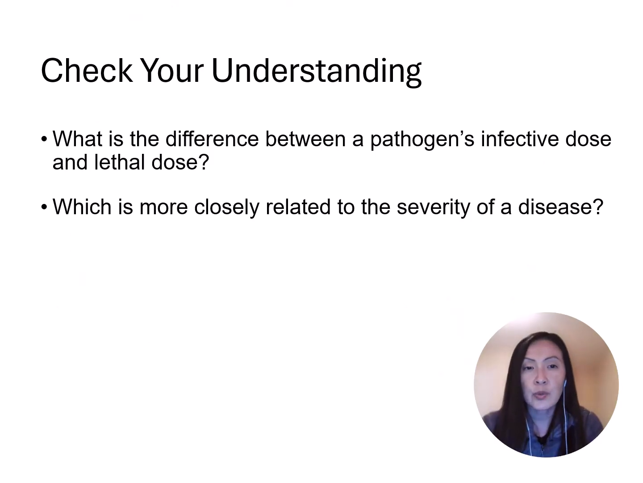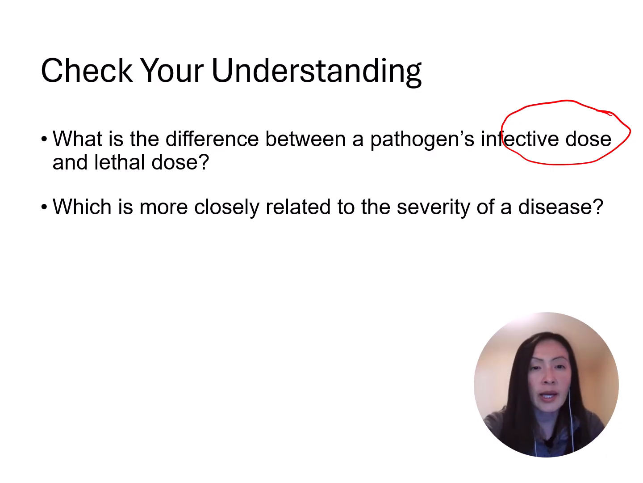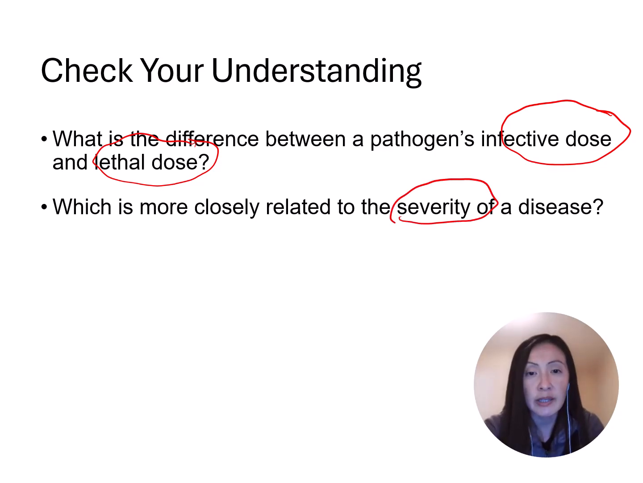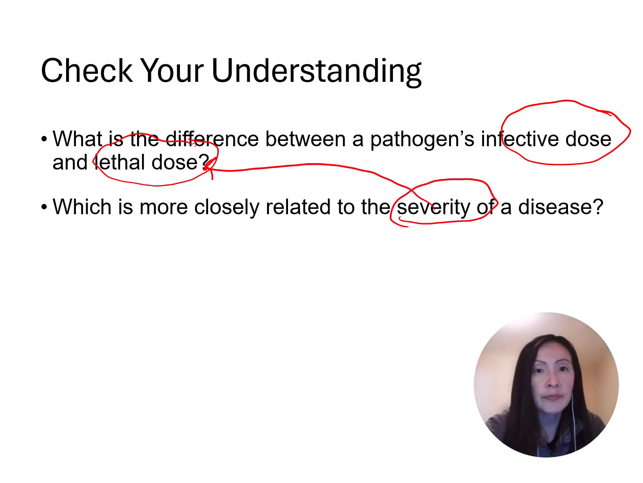This checkpoint asks, what is the difference between a pathogen's infective dose and lethal dose? The infective dose, that's the ID50, is the number of pathogen cells or toxins or viral particles required to cause infection in 50% of hosts, whereas the lethal dose is the number of cells or toxin or virions, those viral particles, required to cause death in 50% of hosts. If I look at which one is more closely related to the severity of disease, the lethal dose is more closely linked to disease severity because it reflects how damaging or deadly that pathogen is.